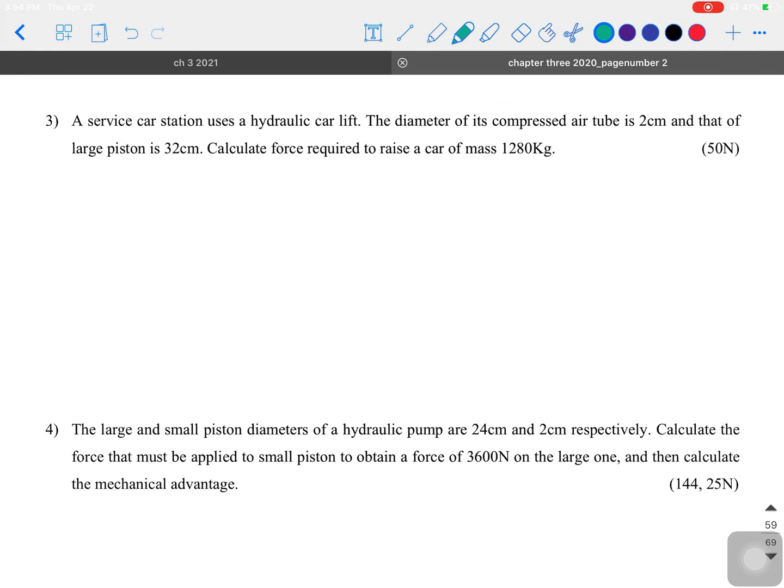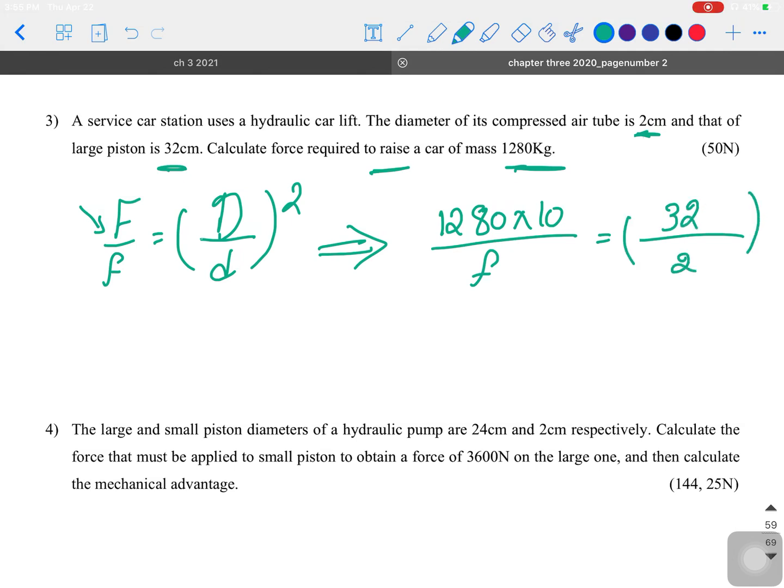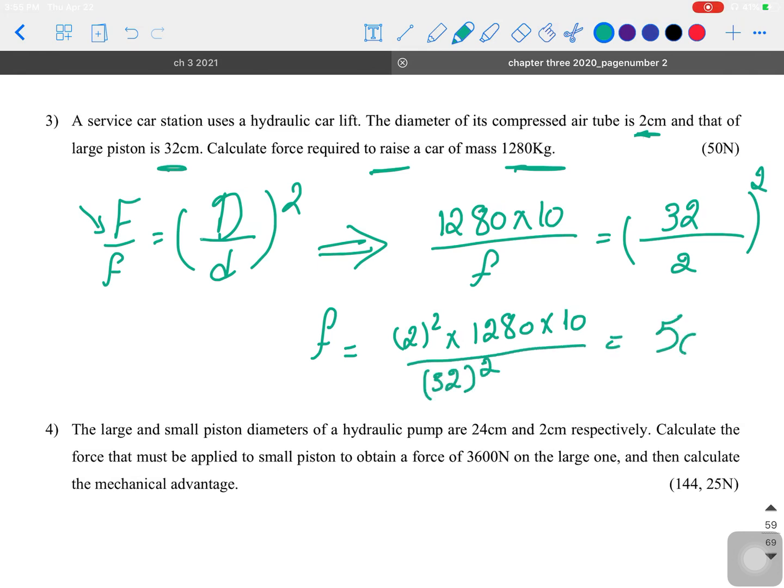A service car station uses a hydraulic car lift. The diameter of its compressed air tube is 2 centimeters, and that of the large piston is 32 centimeters. Calculate the force needed to raise the car of this mass. Okay, I think this will work better. According to the givens, this is the car. The greater value will be for the car: 1280 times 10 over the force acting equals 32 over 2, squared. Do I have to convert? It's not an important matter in this type of problem. Using your calculator, we can find that F equals 2 power 2 times 1280 times 10 over 32 power 2. We can find it is 50 Newton.